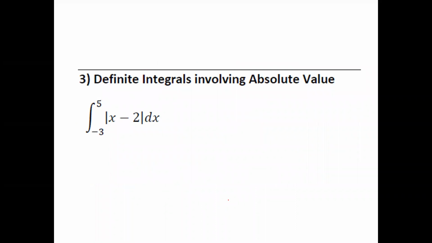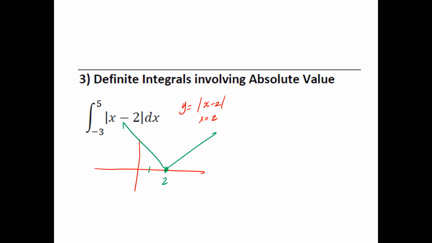All right, so for number 3, you're asked to find the definite integral with an absolute value. Remember, it's the same thing as saying y equals the absolute value of x minus 2, which, if you take a look at that right there, remember absolute value is talking about distance. So you're really looking at the distance from the starting point, which is going to be at 2. So if I were to draw this, here is 2, and I'm going to have an absolute value that looks like this.